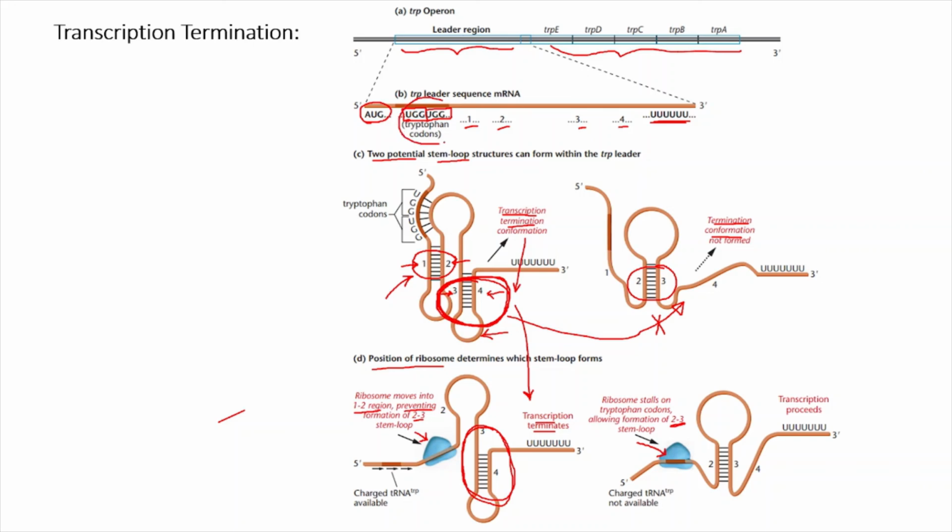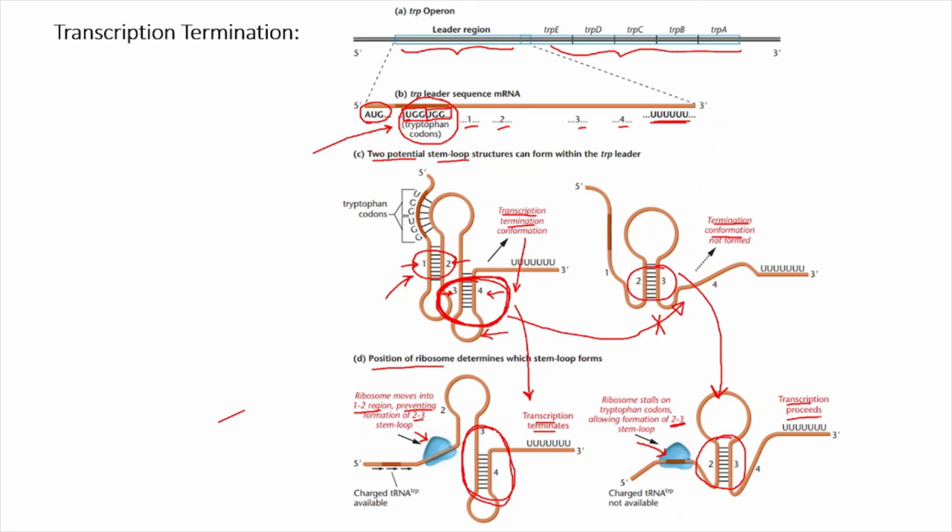If the ribosome sits before the region 1, that is, in the tryptophan codons, at this position, what happens? This allows the formation of the stem loop or hairpin structure within the region 2 and 3. As a result, because 3 is forming a stem loop structure with 2, 3 is not able to form a stem loop structure with 4. As a result, just as explained before, transcription can easily continue. So this is the case of transcription termination.